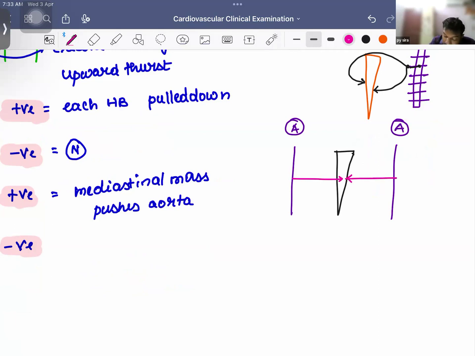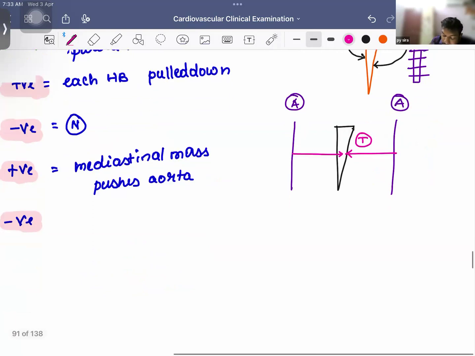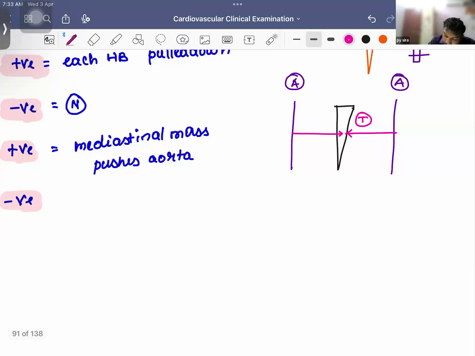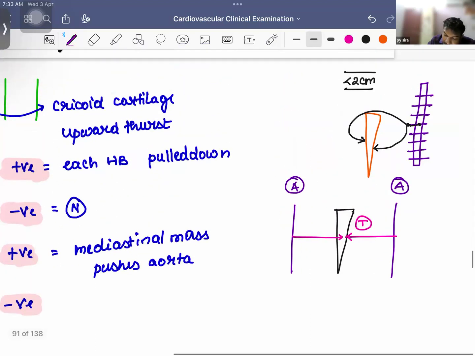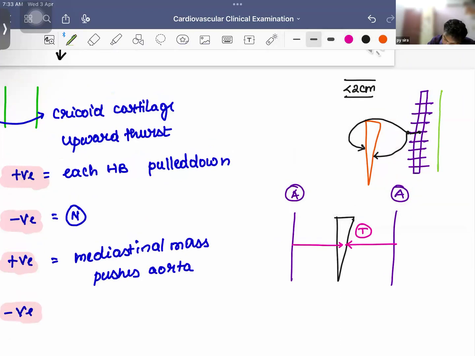Okay, and this is going to form the transverse diameter. Okay, coming to the AP diameter. AP diameter, as I already said, near your spine you are going to place a book, and near your sternum you are going to place a book, and measure, and this is going to give you the AP diameter.